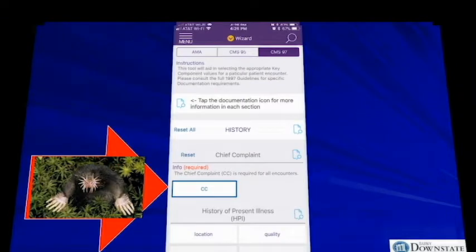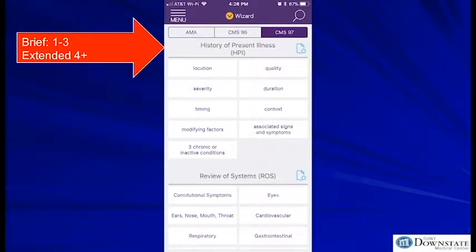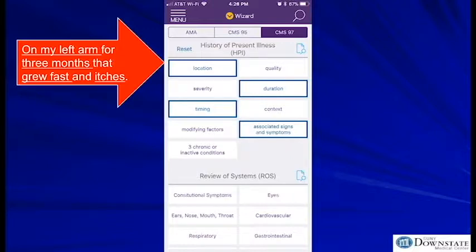Then we go on to the history of present illness. And what we'd like to do is to think about what the options are and what we need to have. Remember, you're supposed to document to the highest level based on the documentation that you've done that is medically necessary. So 1 to 3 bullets is brief, 4+ is extended. And these bullets generally, in this circumstance, location is important. So if the patient had something on his left arm, that's location, for 3 months, that's duration, that grew fast, that's timing, and it itches. That is 4 bullet points, all very reasonable.